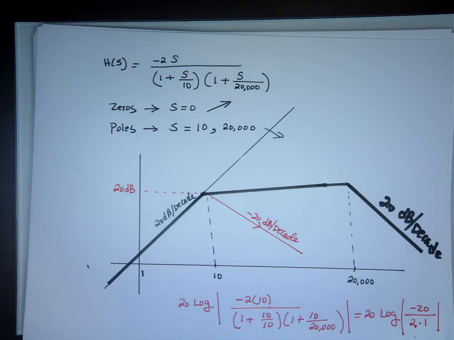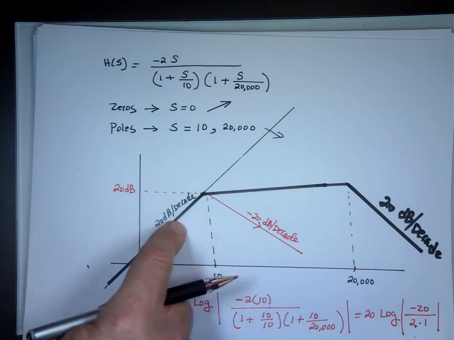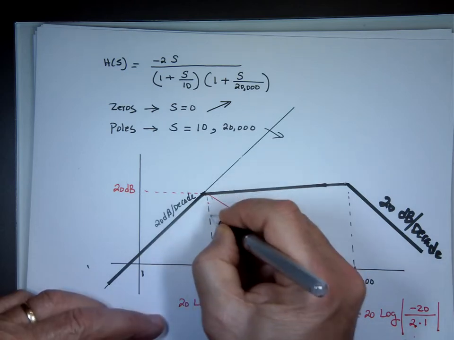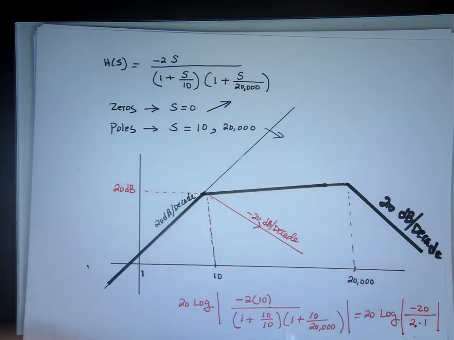You could have used the 1. You could have used the 5. Any number you want to use. But you have to pick a point on the graph and let me know what is the decibel there. So in case I have to go backward.